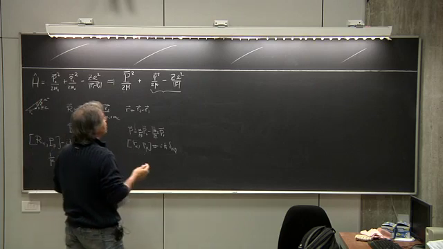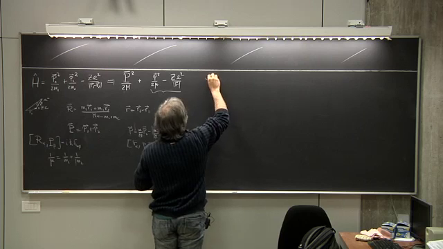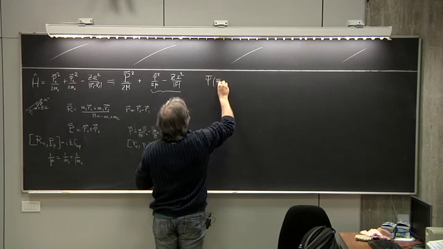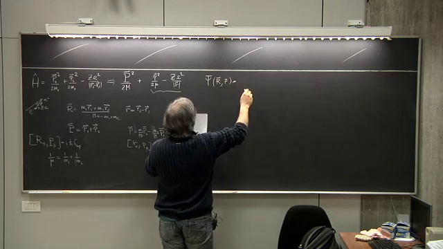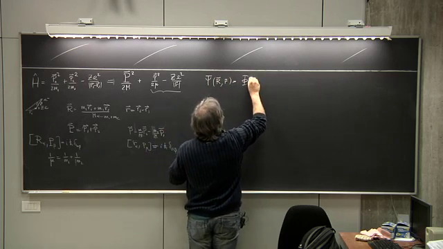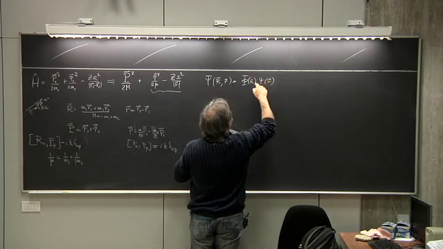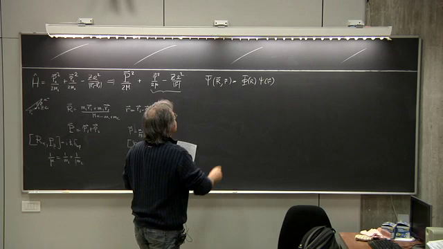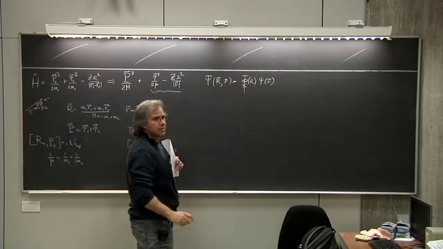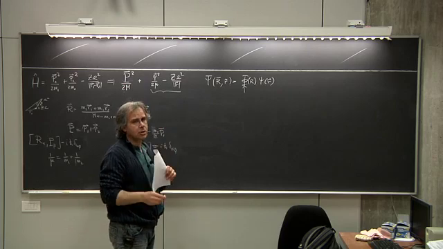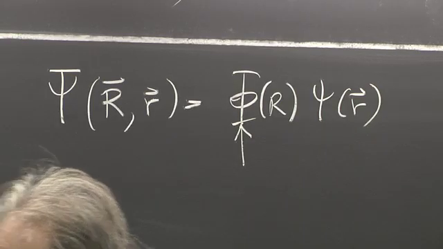So in principle, you can write the wave function in terms of R and r to be just a sum: a wave function for the center of mass times some relative wave function. And what is this, by the way? It's a plane wave, right? You might say, okay, but it's not normalizable. We have addressed this issue at length.